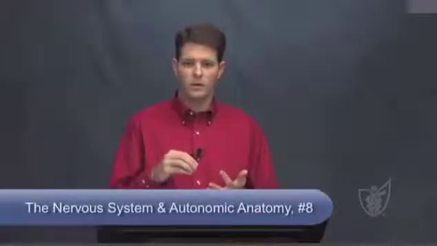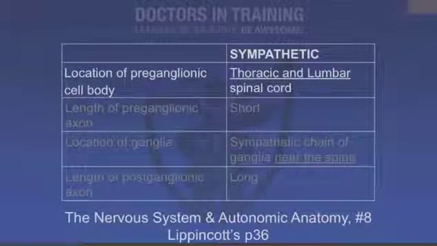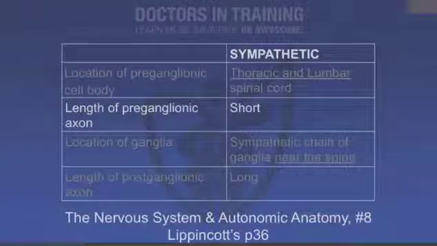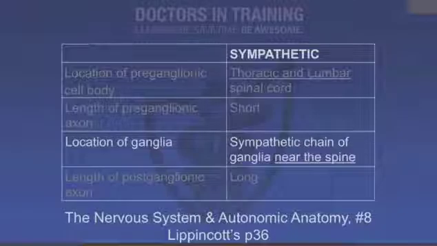The preganglionic neurons arise in the spinal cord, as we said, in the thoracic division of the spinal cord and the lumbar division of the spinal cord. And these axons exit the spinal cord, and they're very short axons, and they synapse in the sympathetic chain of ganglia, which is just parallel to the spinal cord, just outside the spinal cord. And there's one on each side.